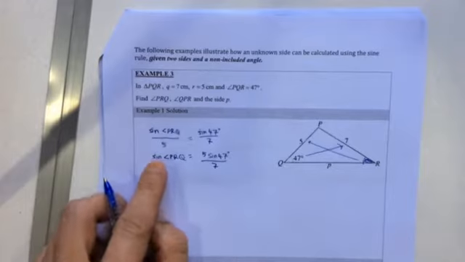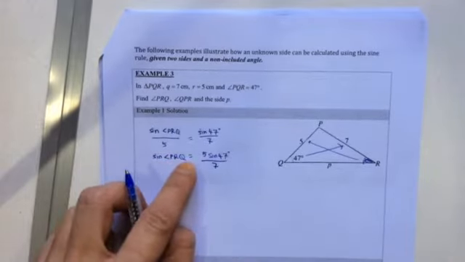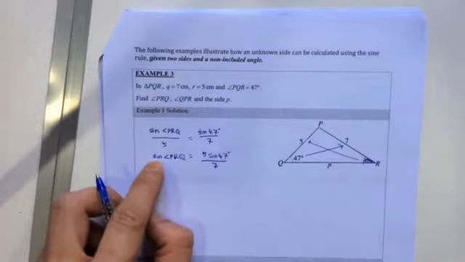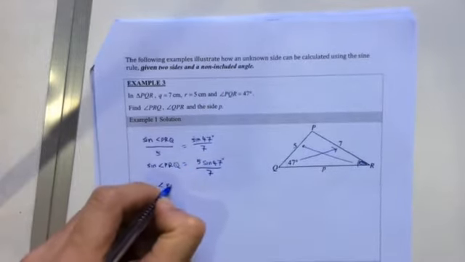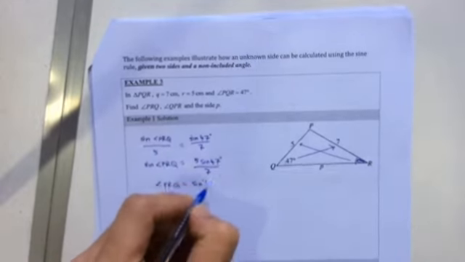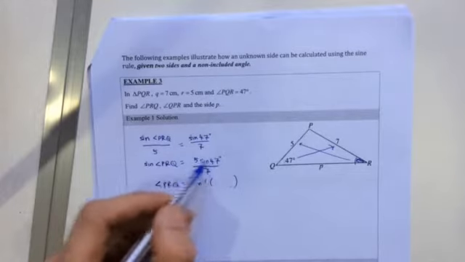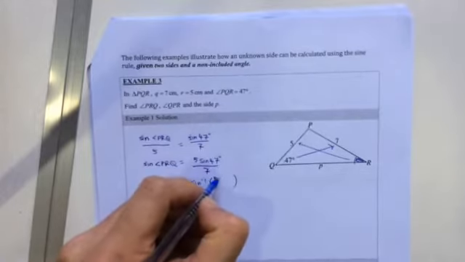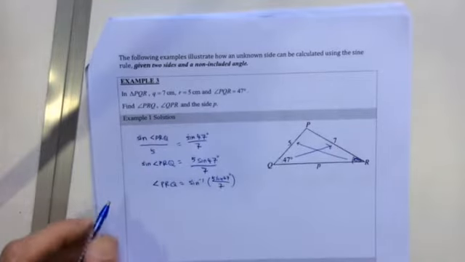From the previous chapter, we have learned that we can find angle PRQ by moving the sine to the other side, where it becomes sine inverse. So angle PRQ equals the sine inverse of the right hand side. This whole fraction here, you have to put it here, over the 7, and you will get the value of angle PRQ.